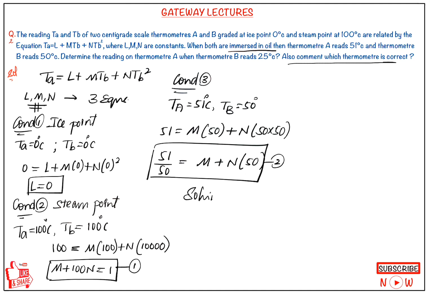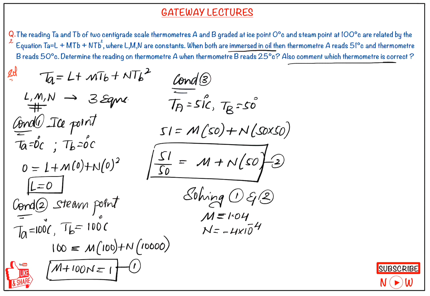So by solving equation 1 and equation 2 on the calculator, we get M is equal to 1.04 and N value will be minus 4 into 10 power minus 4, right? Here we use a calculator because this will be a descriptive type question.